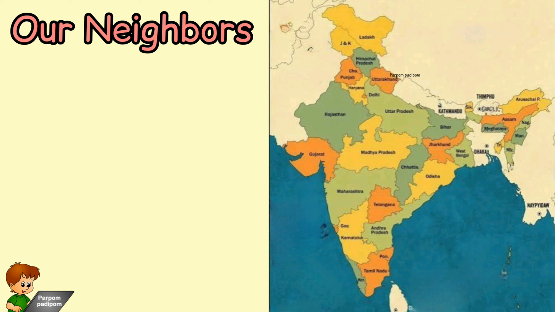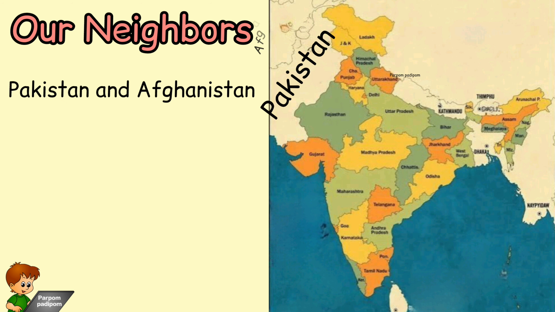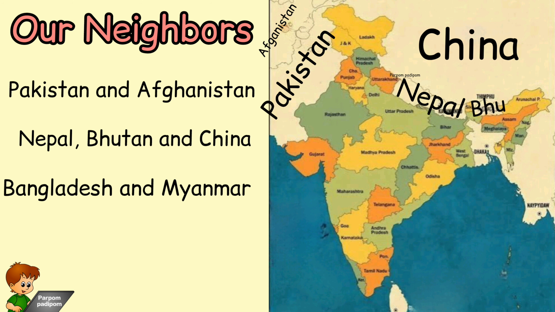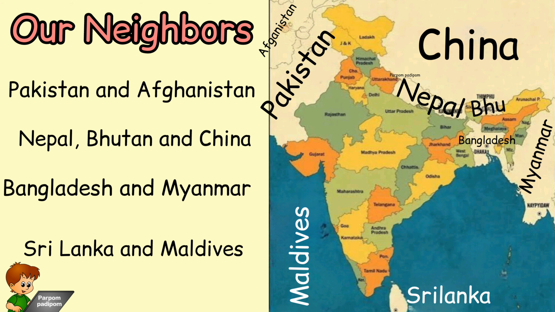Our neighbors. India shares a common boundary with Pakistan and Afghanistan in the northwest, Nepal, Bhutan, and China in the north, and Bangladesh and Myanmar in the east. Sri Lanka and the Maldives lie to the south of India. These countries are India's neighbors.